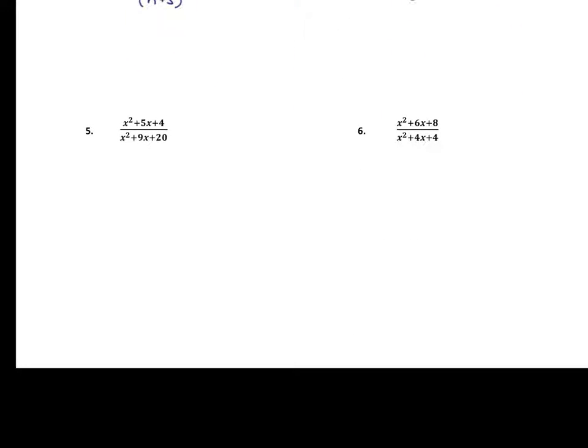Number 5, we're going to factor x plus 4, x plus 1. The bottom, x plus 5, x plus 4. We're looking for the numbers that multiply to give us 20, that add to give us 9. We're going to cross out our common factors. We're left with x plus 1 over x plus 5. And our excluded values, x cannot equal negative 5 and negative 4.